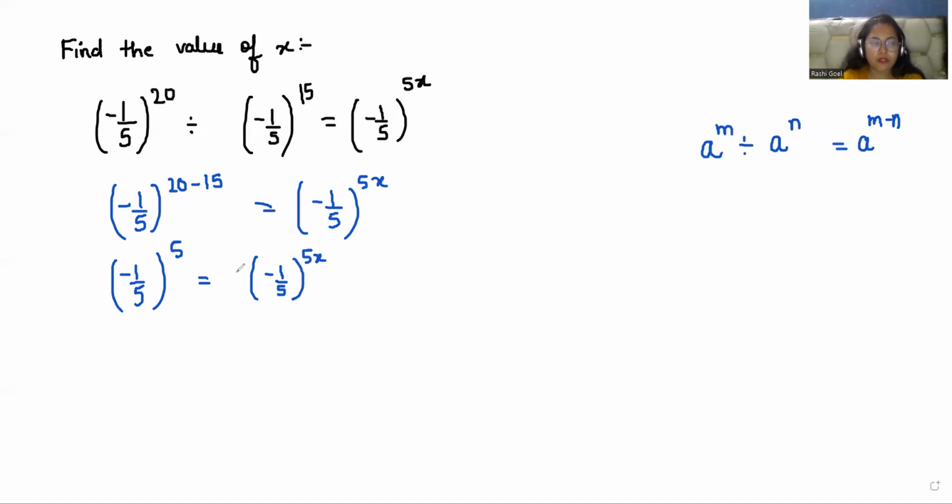Now, as we know that if the bases are equal, their powers are also equal. So 5 is equal to 5x. Now, I'm dividing both sides by 5. So 5 divided by 5 is equal to 5x divided by 5. So we can eliminate. This gives us 1 and this gives us x. So the value of x is 1.